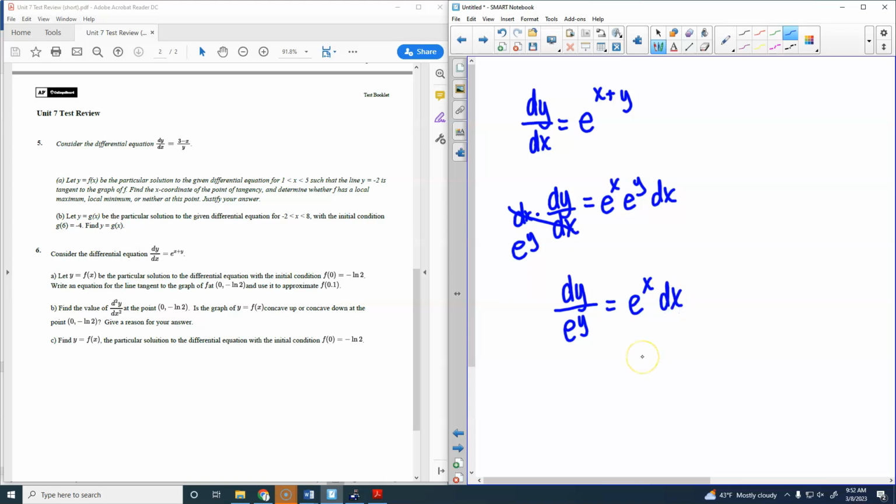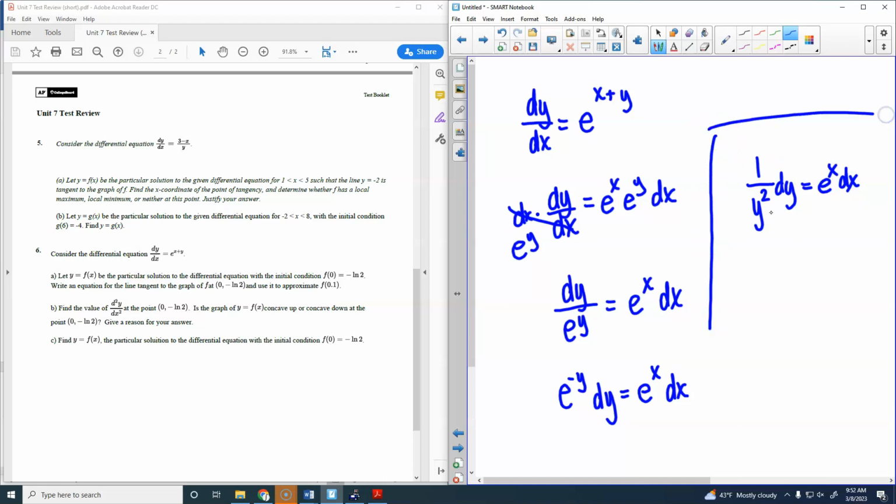Let me warn you of something here. It is very tempting every time you have a fraction to just do natural log. You don't do natural log on this problem. This is e to the negative y dy equals e to the x dx. The same thing would be true if you get something like 1 over y squared dy equals e to the x dx. You won't do natural log on this problem.